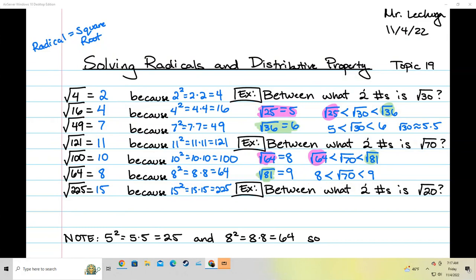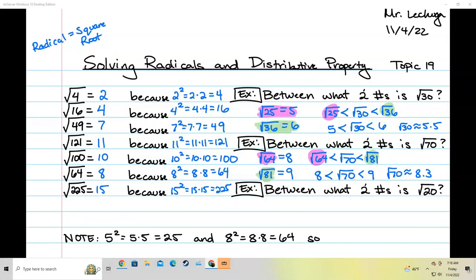So I'm going to say, instead of calling it 8.5 like I did on the last one, right smack in the middle, I'm actually going to go closer to 8. So instead of 8.5, I'm going to say, I don't know, and again, this is just a guess, the square root of 70 is going to be right around 8.3. Not super close to 64, but not right smack in the middle either.